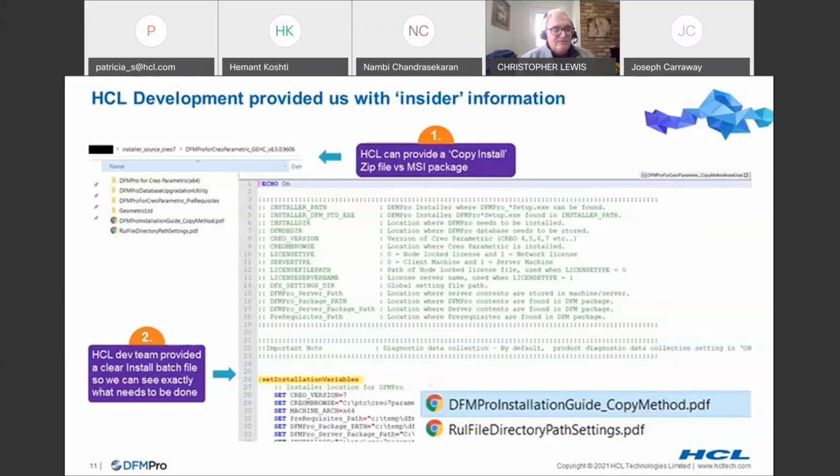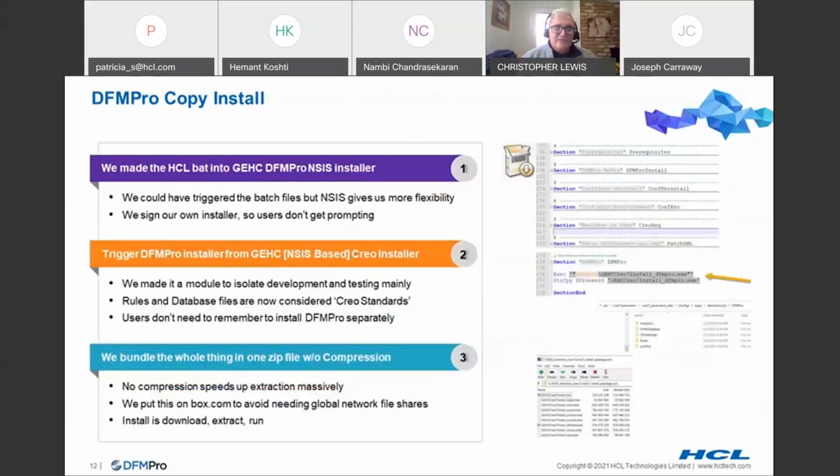So again, massive thanks to Pranav and Yogaraj for organizing the insider information sessions and really explaining what it is you're trying to do and what is the minimum installation you need for this thing to work. And we then took that information. They provided basic BAT files, and we wrapped it with our own installation preferences, which is we use an NSIS-based open source installer toolchain, and we already have that for Creo.